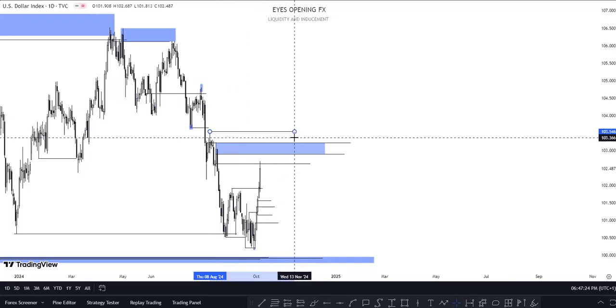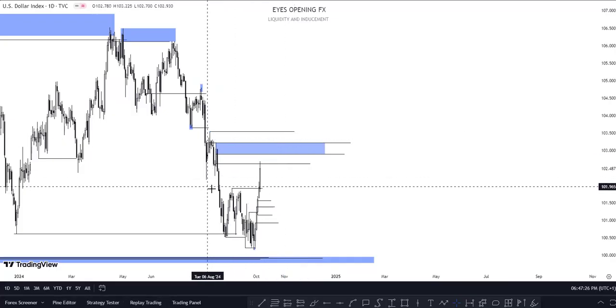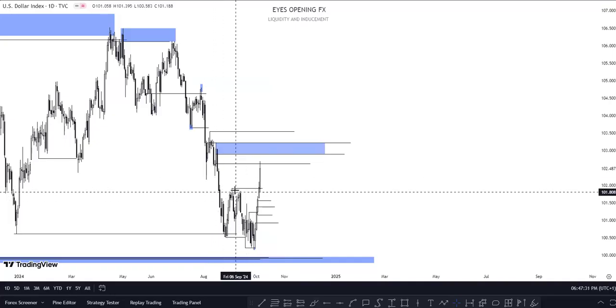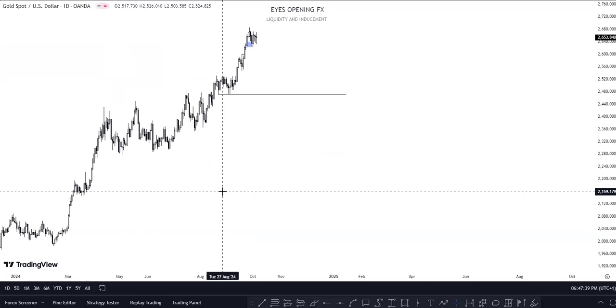Why is this the major high? Because of this unmitigation that happened between this low and this high. That is that on DXY. On gold, the same thing.